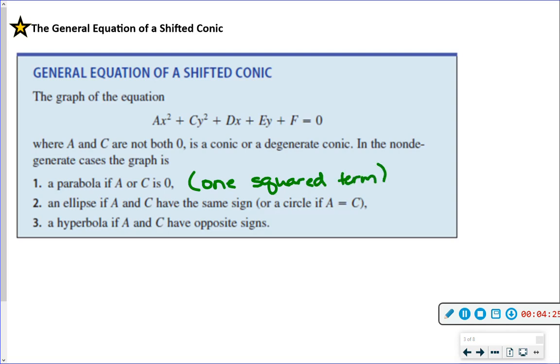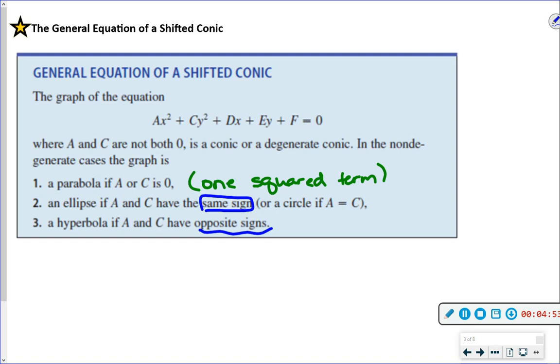Okay, so after that, now you have two squared terms. It's an ellipse, of course, if you have those same signs on A and C. So you have both positive. They could, in theory, be both negative, and you could switch the signs on them all, but usually they're both positive. And then, of course, hyperbola, opposite signs. You need one positive, one negative. So you have that subtraction in there. And that's how we're going to tell what's what.